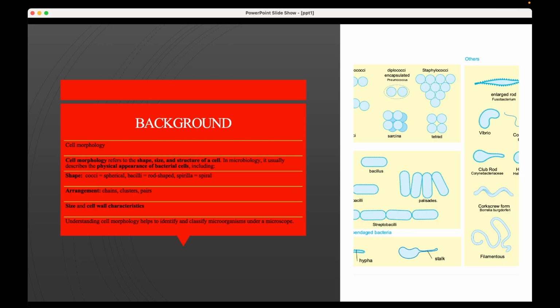The shapes can be cocci, which is spherical, bacilli, rod-shaped, and spirilla, spiral-shaped, and their arrangements can be chains, clusters, or pairs. Understanding cell morphology helps to identify and classify microorganisms under a microscope.